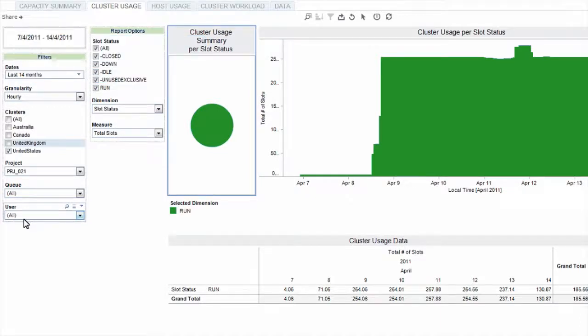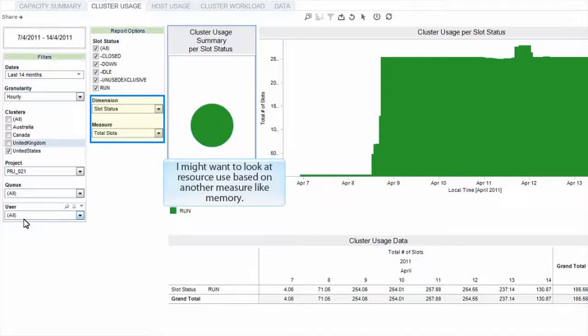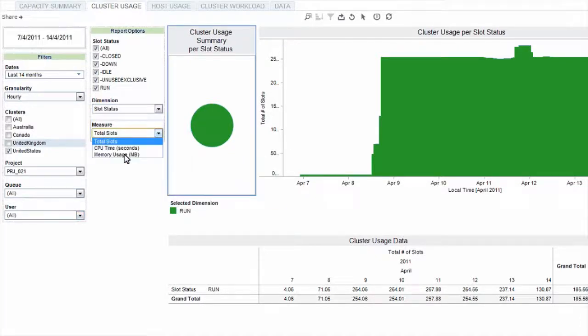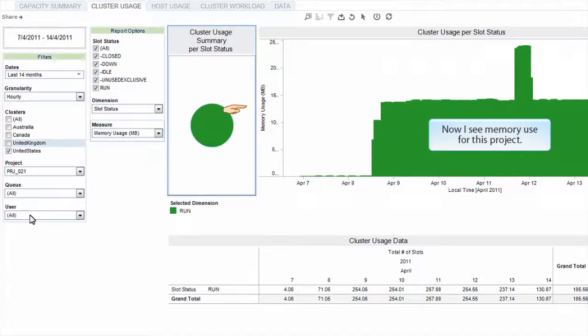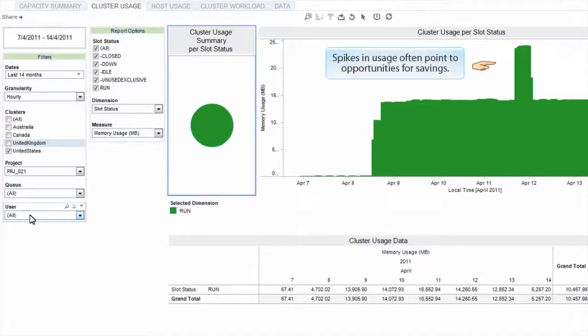This dashboard introduces the notion of measures and dimensions. So far I've been expressing my capacity based on job slots, but I might want to look at capacity based on another metric, like memory. Changes we're seeing in memory use by this project. Spikes in usage like this one often point to opportunities for cost savings, as we'll see in the next modules.